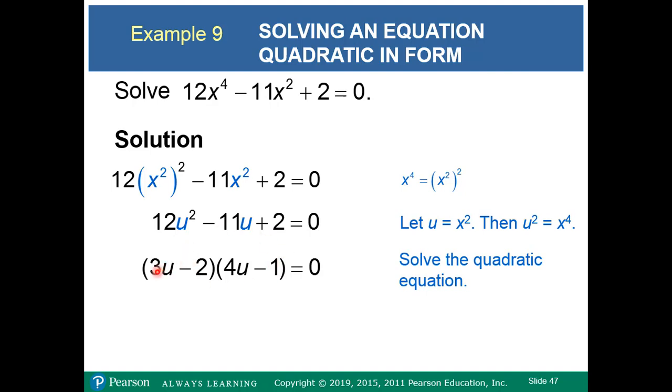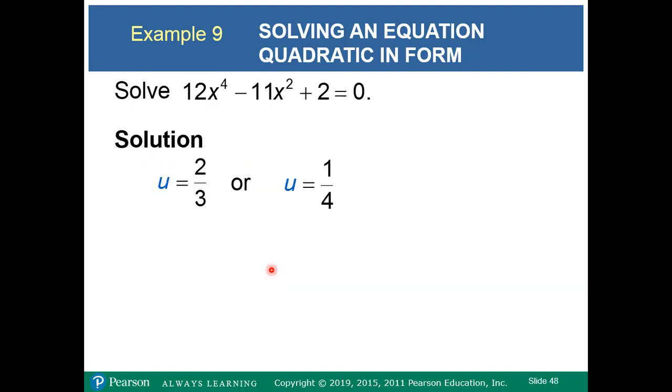And so now you're going to solve these using the zero product principle again. And so we're going to solve for u. And so you get u equals 2/3 or u equals 1/4. And again, now we've got to go back to what u is. u is defined by x squared. And so now what do we have to do? We have to take the square root of both sides. So this is going to be plus or minus the square root of 2/3. This is going to be plus or minus the square root of 1/4, which actually turns out to be plus or minus 1/2.